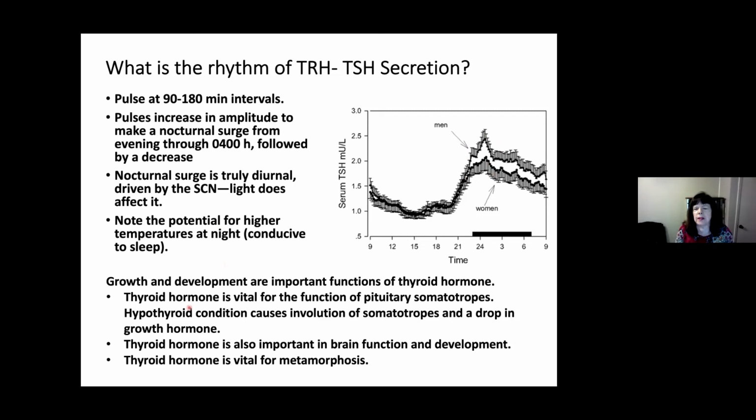Now, thyroid hormone is really important for a variety of functions. It's absolutely vital for growth. And if you don't have thyroid hormone, also your pituitary somatotropes won't function. And so they'll actually go away. They'll involute. It's really, really weird. It's important in brain function and brain development. And it's vital in frogs, for example, for metamorphosis. So it's very, very important for life. And if you have pituitary deficiency, one of the things you absolutely have to do is replace your thyroid hormone.